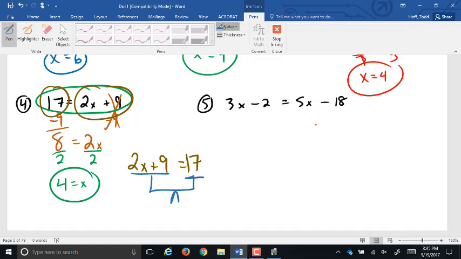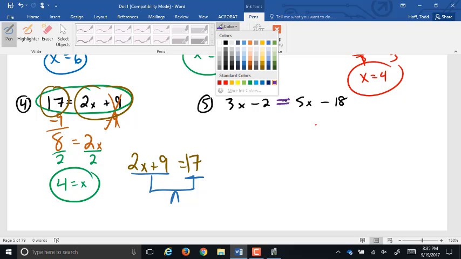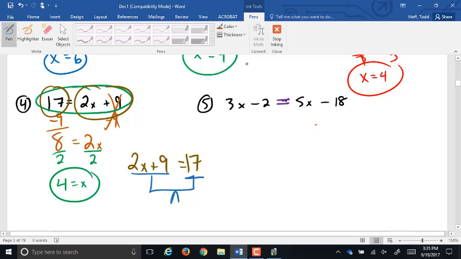Okay, over here, number 5, what do we have to do first? Well, we see the variable appears twice. Can we just push them together and combine them? No, they're on opposite sides. The equal sign's right here. To combine them, they would have to be on the same side of the equal sign. So since they're on opposite sides, that means we're going to have to get rid of one of them.